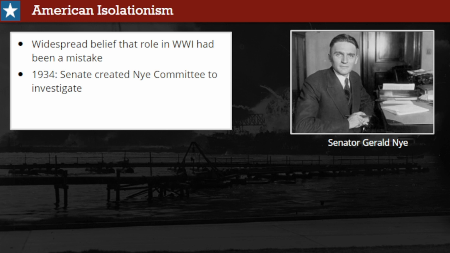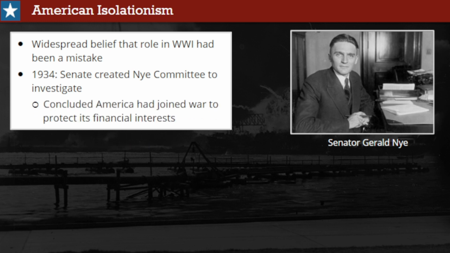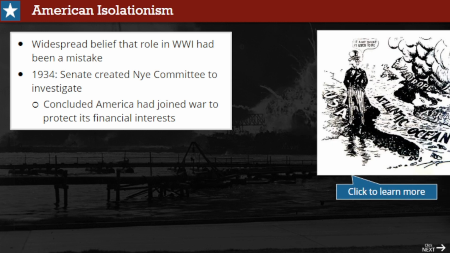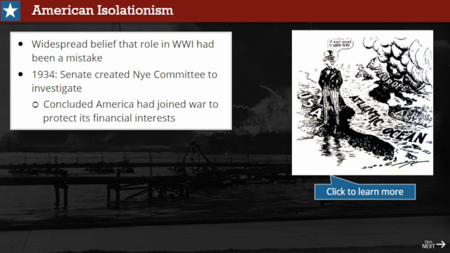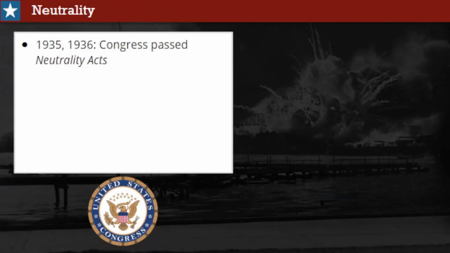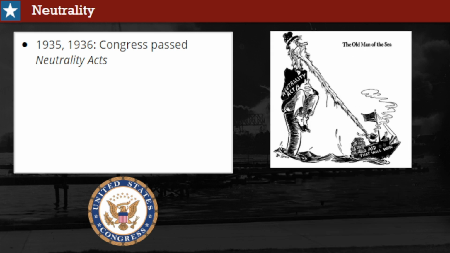to enter World War I for their own profit. While the Nye Committee didn't find any evidence of such a conspiracy, it did conclude that America had joined the war in large part to protect its own financial interests. The findings made the American people even more cynical and reluctant to become involved in overseas conflicts, in Asia, in Europe, or anywhere else. In 1935 and 1936, Congress passed the first Neutrality Acts intended to keep the U.S. out of a future war.